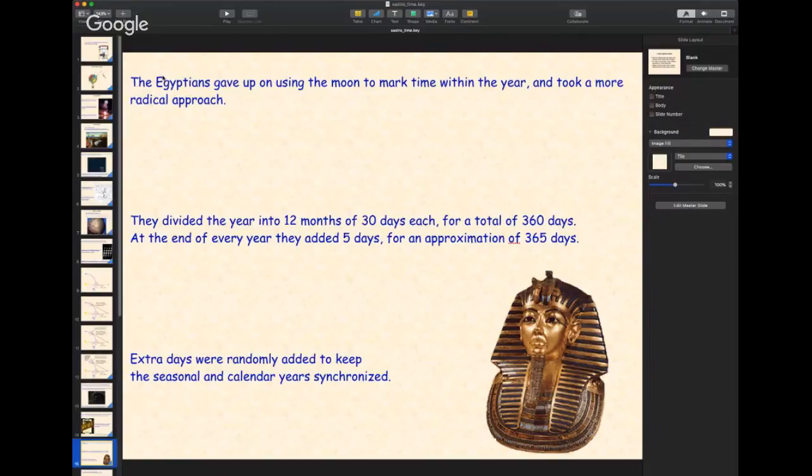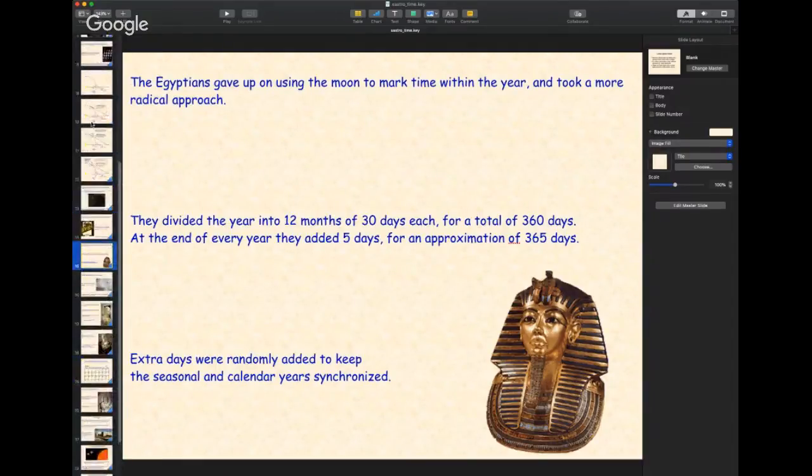They divided the year into 12 months of 30 days each. Okay, so that's easy enough. So that gives 360 days. But they knew that 360 days was not a good approximation to the year. And so at the end of every year, they added 5 more days for an approximation of 365. But even the Egyptians knew 365 was not the best of approximations. And so extra days were inserted randomly in order to keep the seasonal and calendar years synchronized. And so that was the system of the Egyptians trying to impose some order.